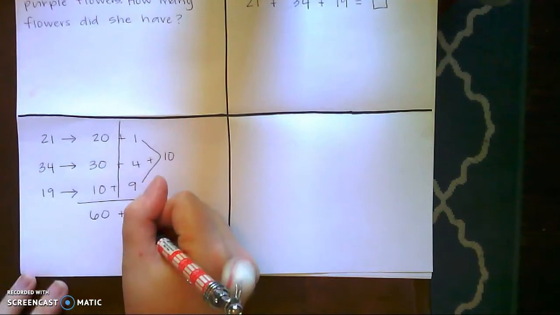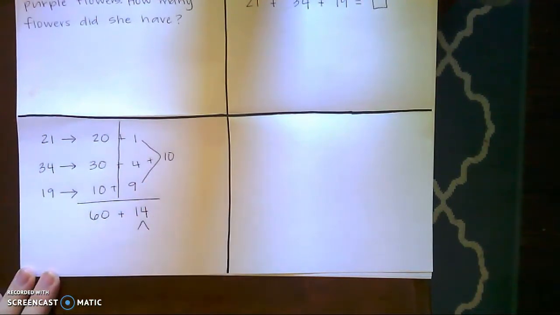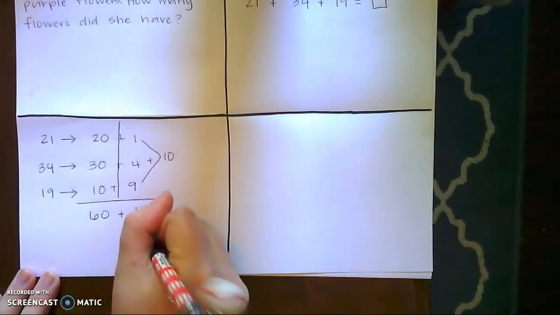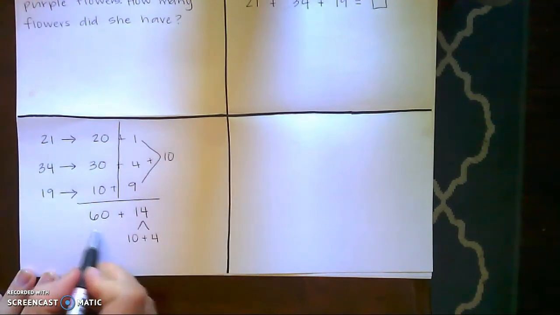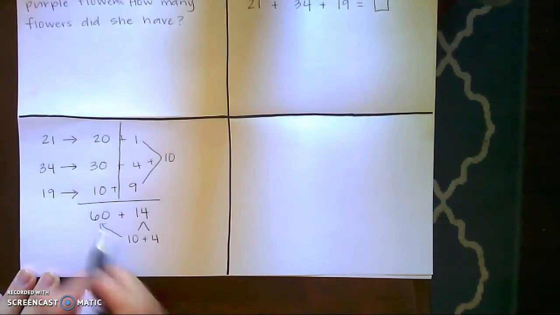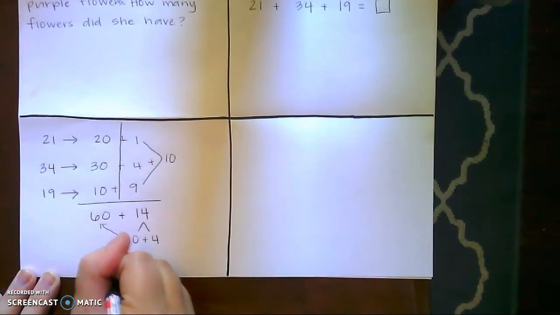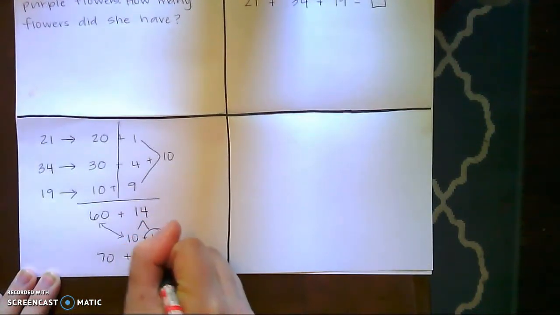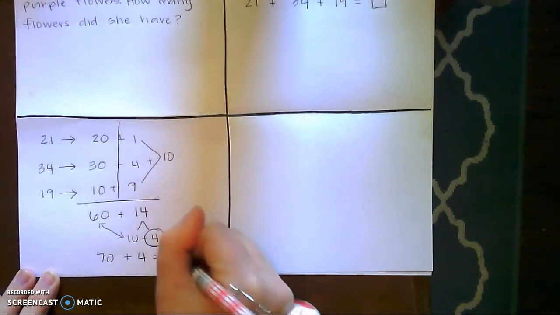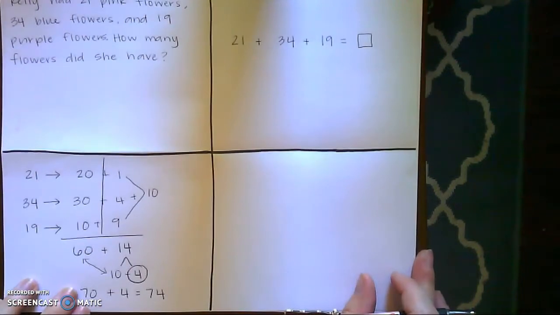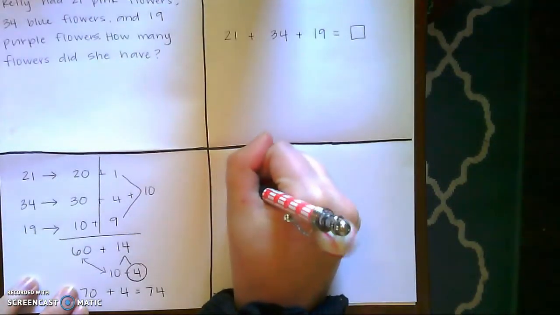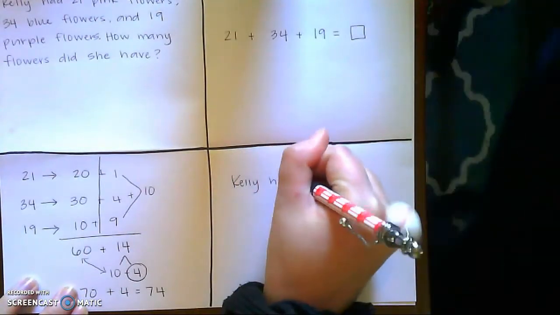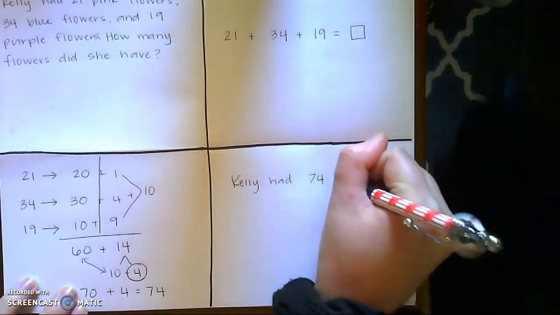I can expand this even further. I'll decompose the number 14 into 10 plus 4. I'll then add 60 plus 10 to get 70, and then add on my 4 from my ones at the end. 70 plus 4 equals 74. So the final answer should be Kelly had 74 flowers.